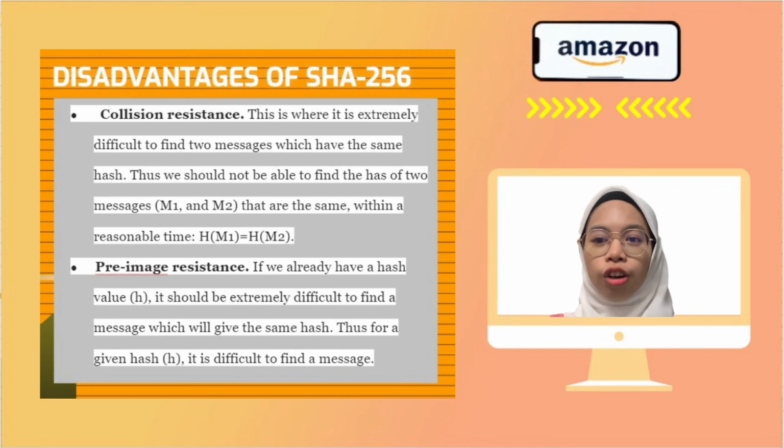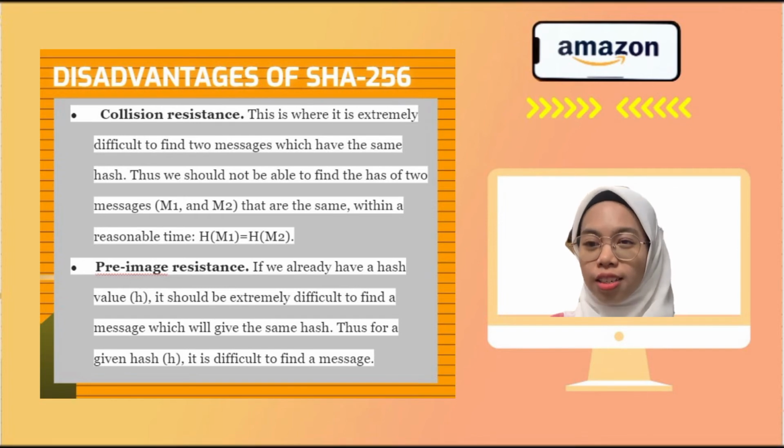Then the disadvantages of SHA-256 on Amazon. The first is collision resistance. This is where it is extremely difficult to find 2 messages which have the same hash. Thus, we should not be able to find 2 messages, M1 and M2, that have the same hash within a reasonable time. The second is pre-image resistance. If we already have the hash value, it should be extremely difficult to find a message which will give the same hash. Thus, for a given hash, it is difficult to find the message.